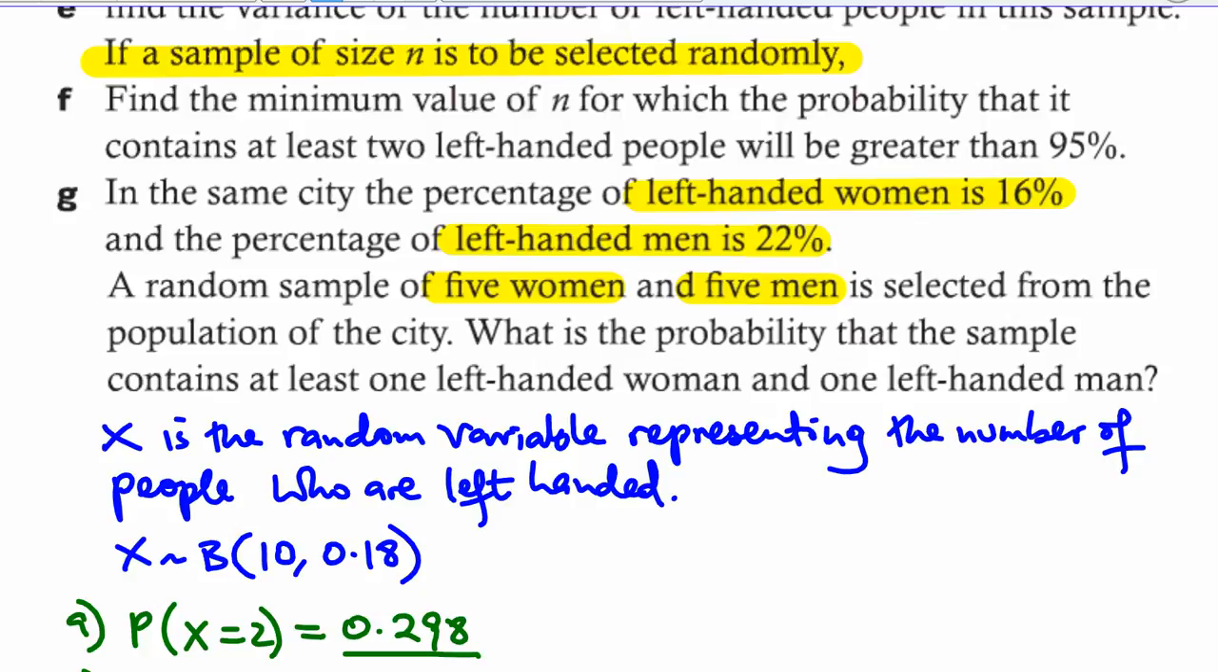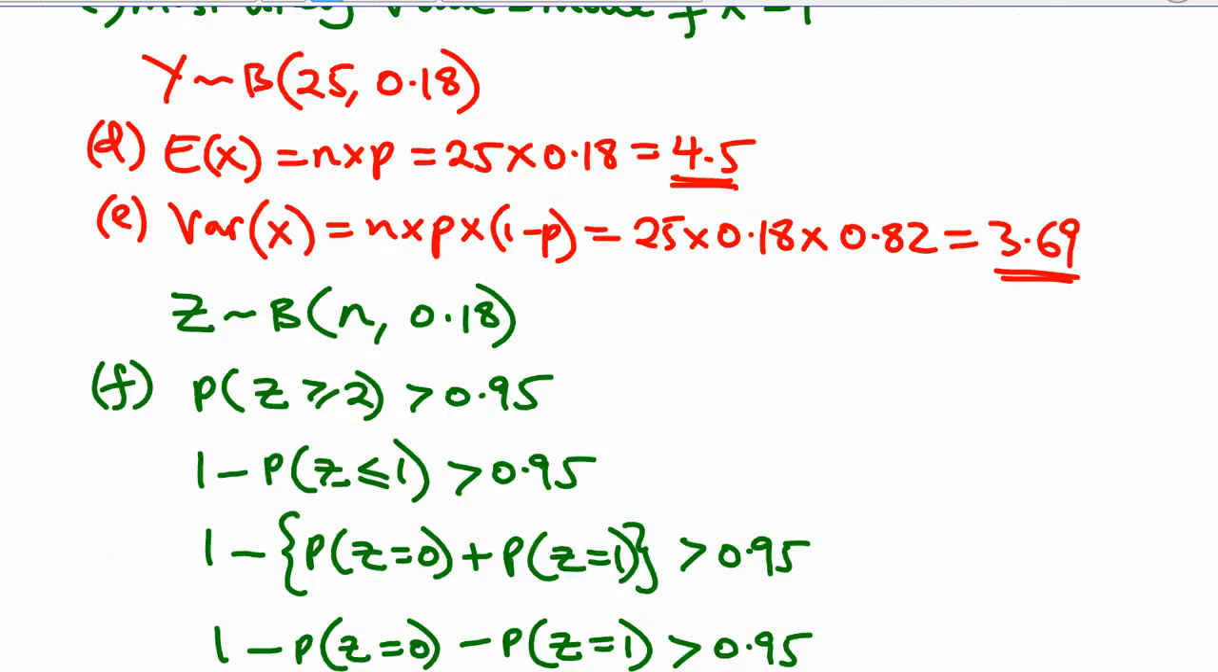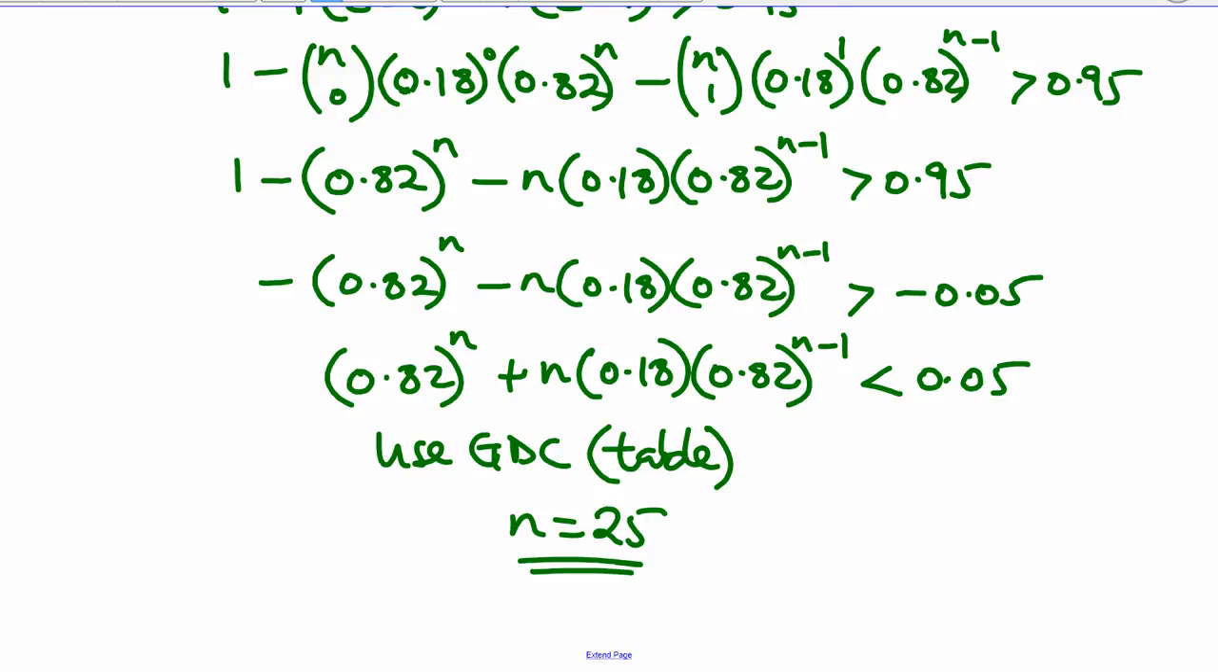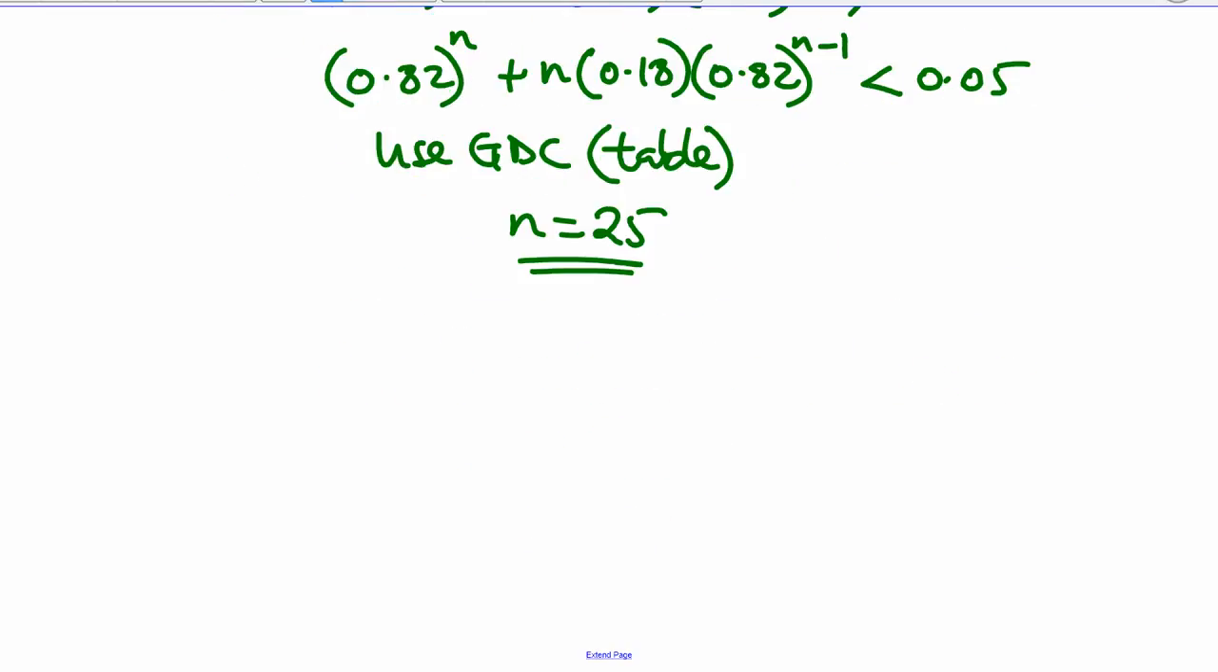What is the probability that the sample contains at least one left-handed woman and one left-handed man? So these are two questions. Now, the fact that we have at least this and that means we're going to have to multiply our probabilities from the calculations that we get from these two distributions. So what we need to do here is to identify these two distributions, their parameters, and express them in probability form.